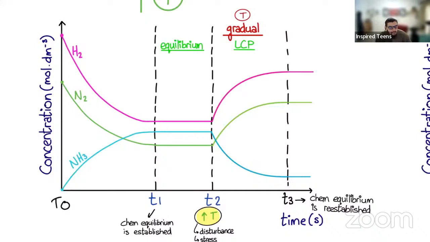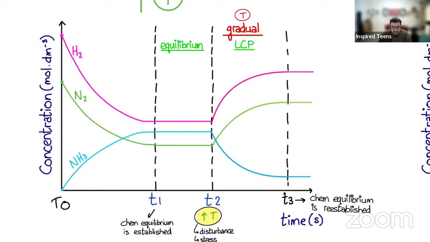Now because temperature results in a gradual change, we can see this gradual change showing the reverse reaction being favored. How do we know the reverse reaction is being favored? Remember, the reverse favors the reactants. So we see an increase in reactants and a decrease in products.